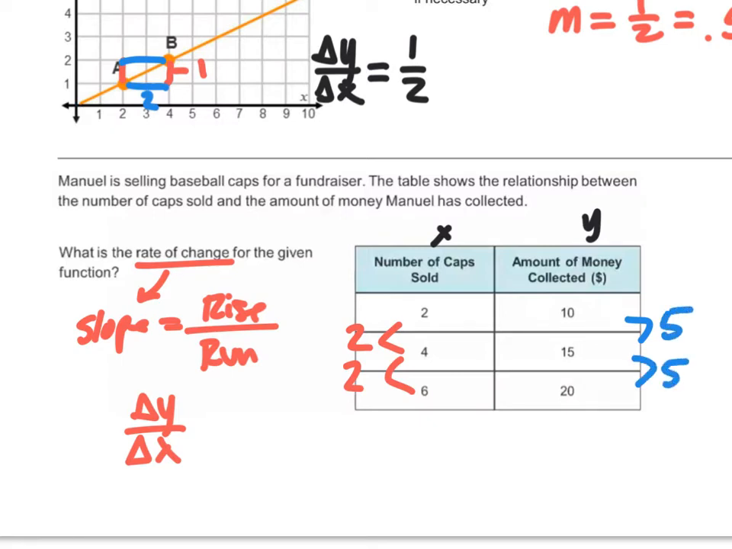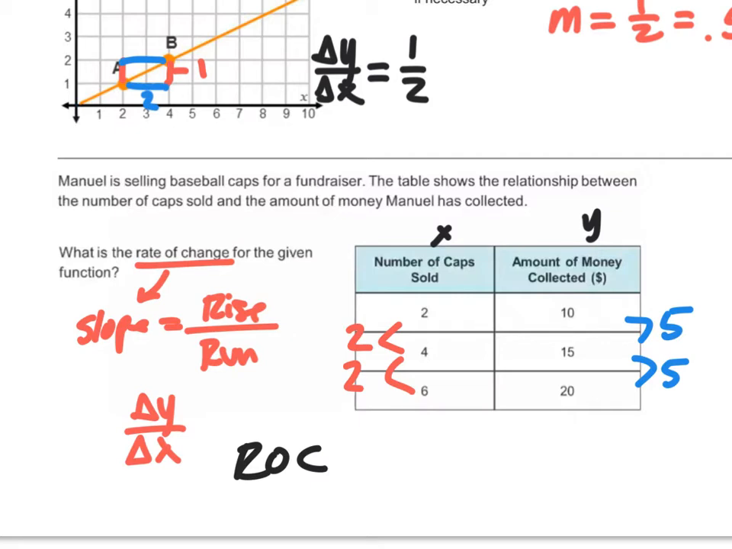So our slope, our rate of change, and I'll call it ROC, not to be confused with the movie The Rock, starring Nicolas Cage and, what's his name? Sean Connery. Okay, I digress.